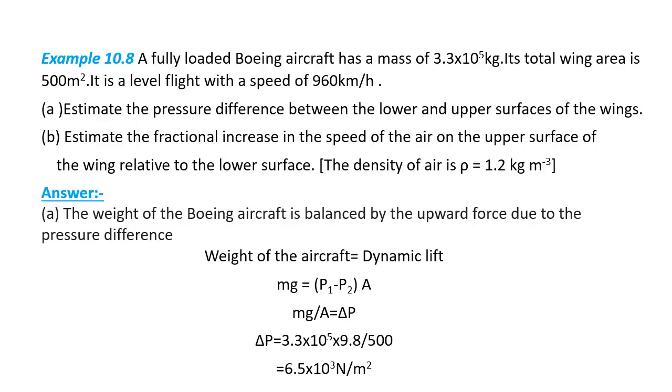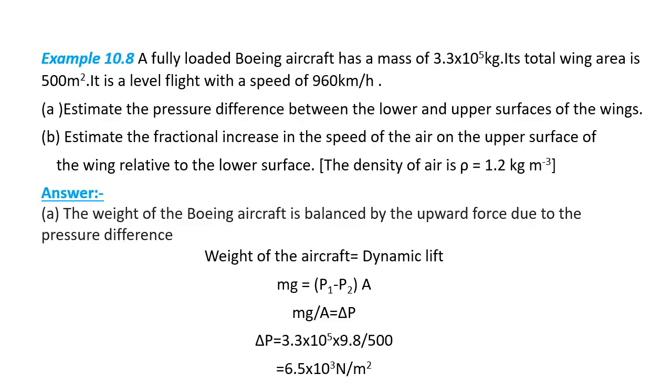The following example illustrates this. It's your NCERT example 10.8. A fully loaded Boeing aircraft has a mass of 3.3 × 10^5 kilogram. Its total wing area is 500 meter squared. It is in level flight with a speed of 960 kilometer per hour.